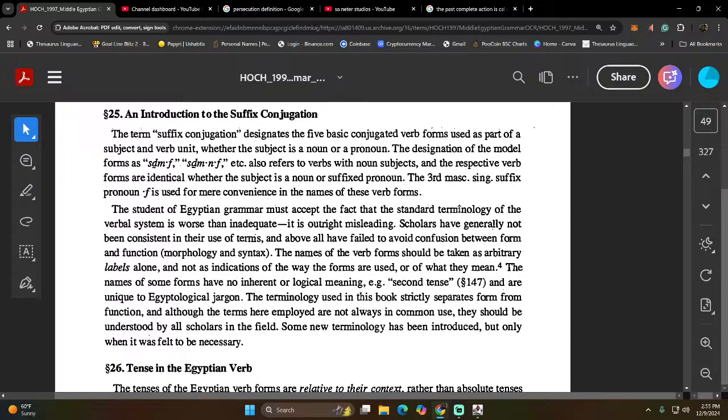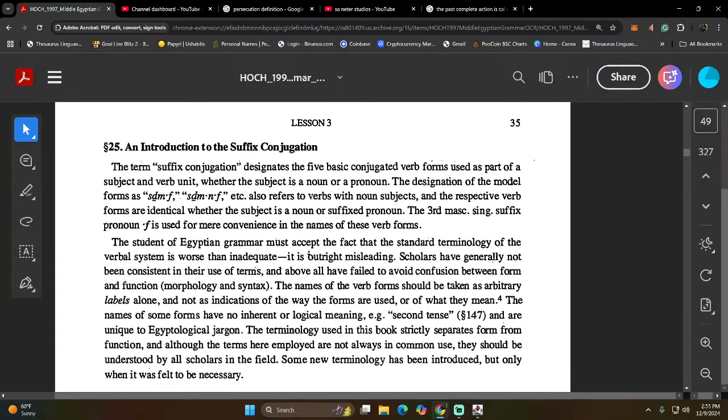of these verb forms. Oh, that is interesting. So he's talking about Sejm NF and Sejm F. He's telling you that F, don't think it's always going to be an F. It's just convenient. Right? It's a lot more to read about that.